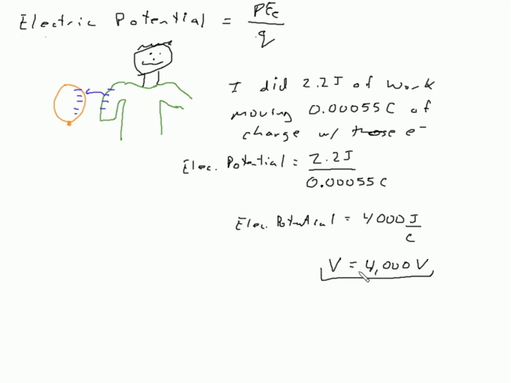Now that sounds like a lot. We think of volts and we think of high voltage and electricity. But again, look at it. It's only 2.2 joules. That's not a lot of energy, and energy is what causes the change. So the fact that we have a large electric potential is not so much the important part here. It's really how much charge we actually have. We have 4,000 joules per coulomb, but we don't have a whole coulomb. We have a very tiny fraction of a coulomb.